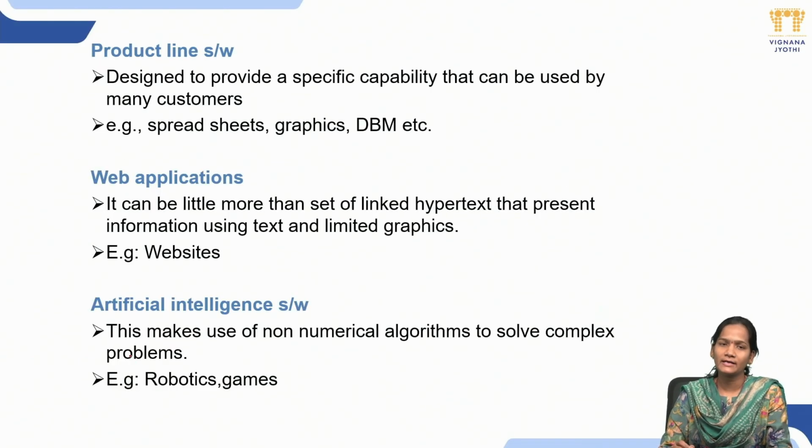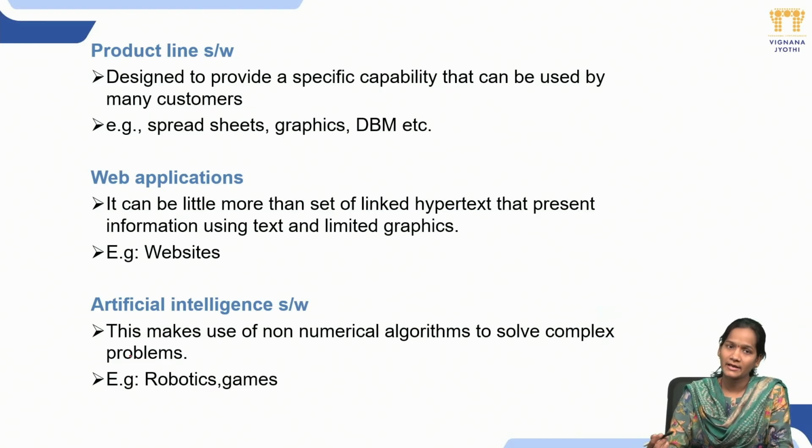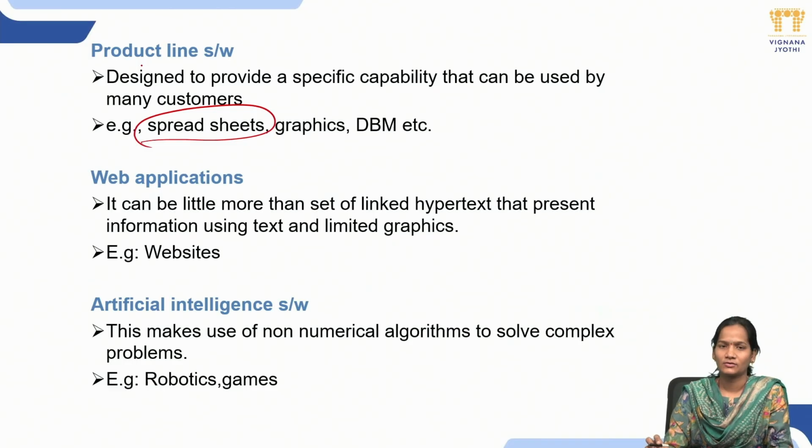Next one is product line software. See, spreadsheets, graphics, DBM. These spreadsheets, when we use it, we are going to design some specific capability that is used by many customers. Like spreadsheets are going to be used by a number of customers to share that spreadsheet. We can gather a number of customers' data and all. So that time we use the spreadsheets, product line software.